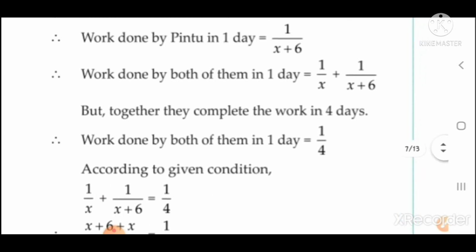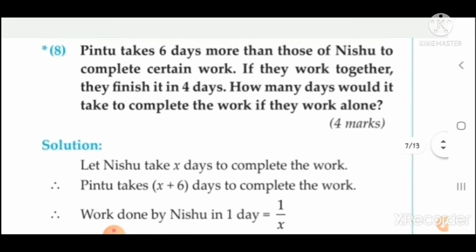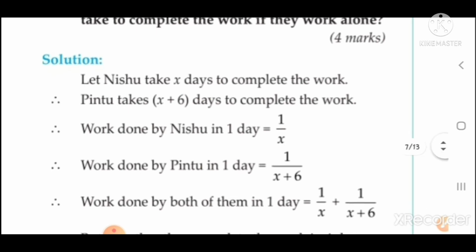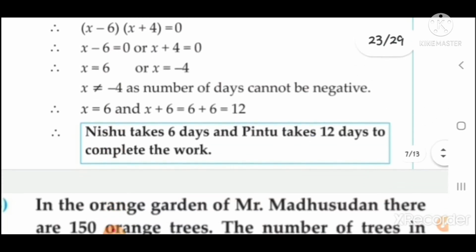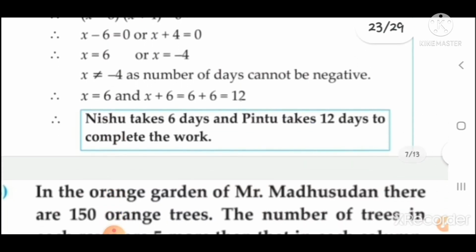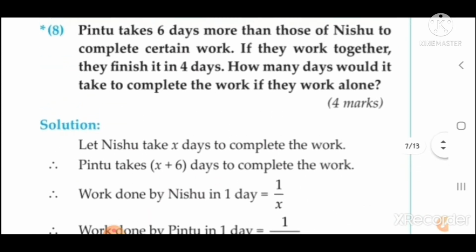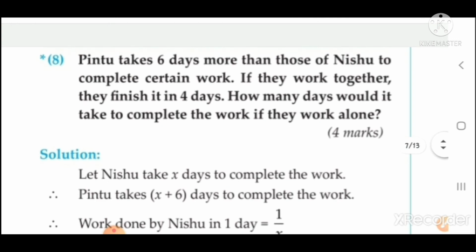6 is what? Days cannot be negative, right? So 6 is what? That is the work done. That is, 6 days are taken by Nishu to complete. And how many days does Pintu take? That is x plus 6. So x plus 6 means 6 plus 6, that is equal to 12. So Nishu takes 6 days and Pintu takes 12 days to complete the work. Is it clear with this? Just go through these sums once again. Okay, practice this kind of sums. This comes in the examination for 4 marks.